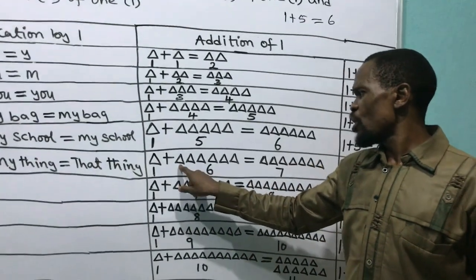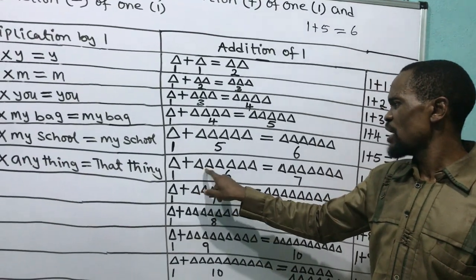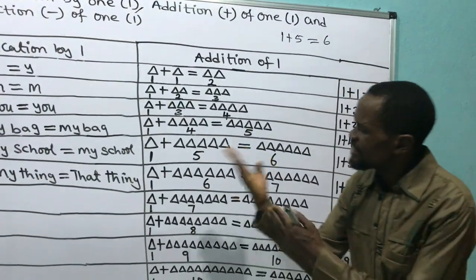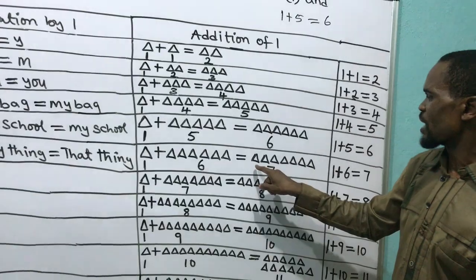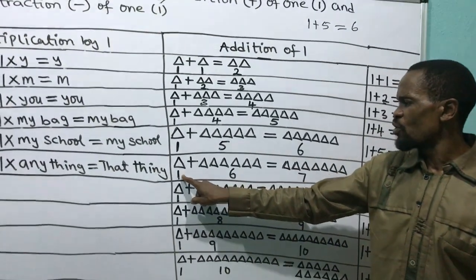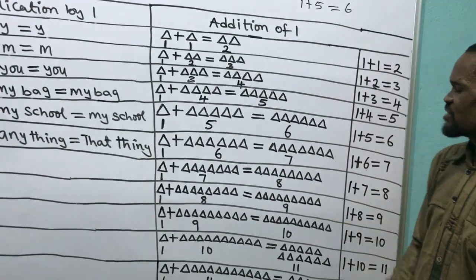1 triangle plus 6 triangles. Can you count it? 1, 2, 3, 4, 5, 6. Then plus 1 triangle. That means 6 plus 1 will give me 7. Now count it. 1, 2, 3, 4, 5, 6, 7. That means 1 triangle plus 6 triangles will give me 7 triangles.